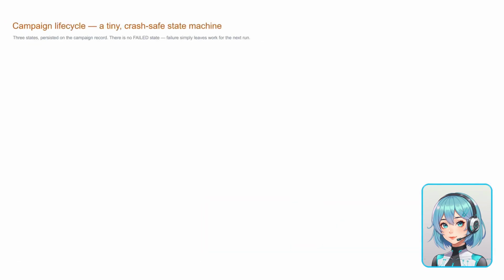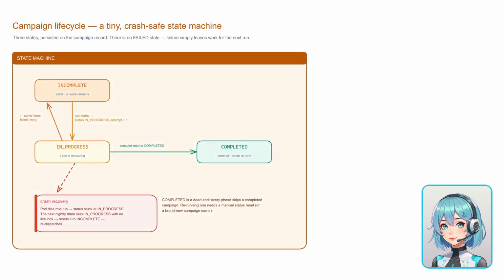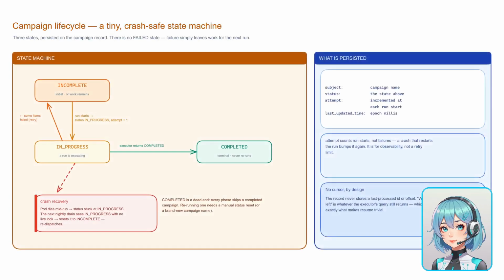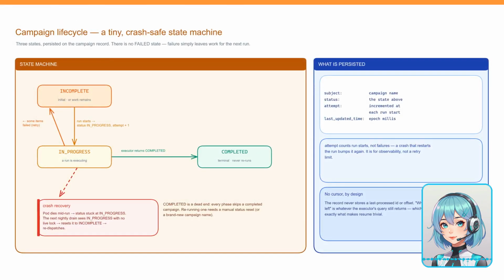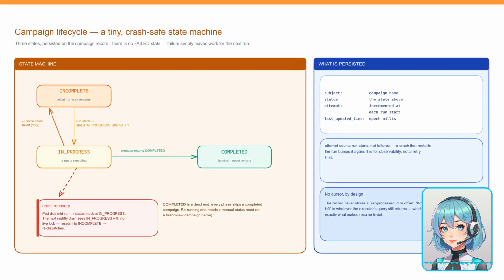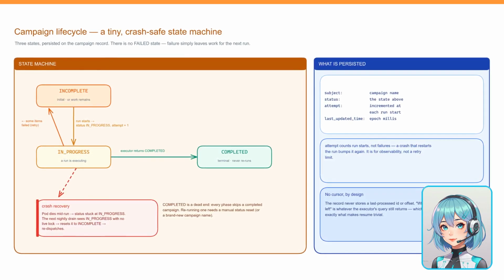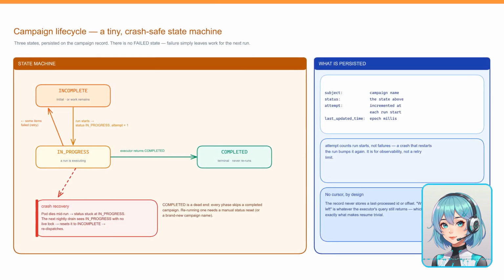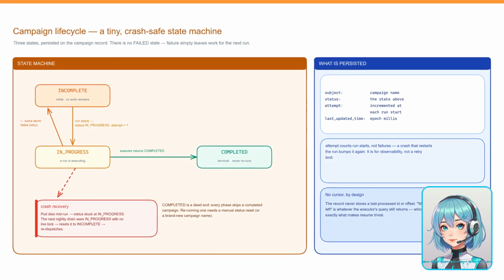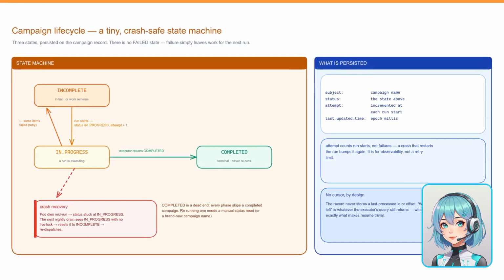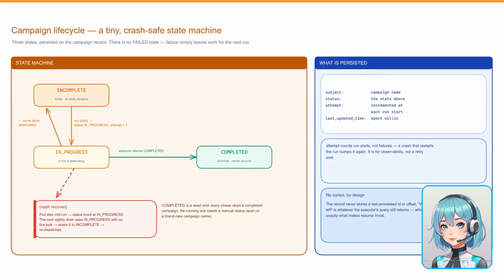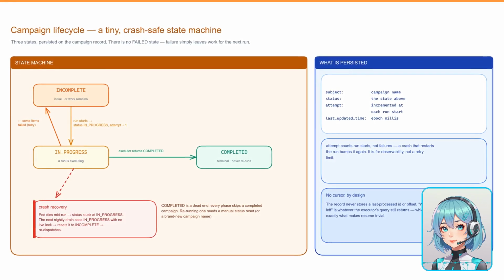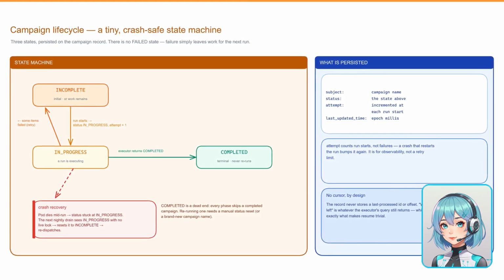The campaign's lifecycle is a tiny state machine. Just 3 states. Watch how it moves and how a crash is recovered. A campaign starts incomplete. When a run begins, it goes in_progress and the attempt counter ticks up. If the executor finishes cleanly, it becomes completed, a terminal state that every phase then skips. If some items failed, it returns to incomplete to be retried.